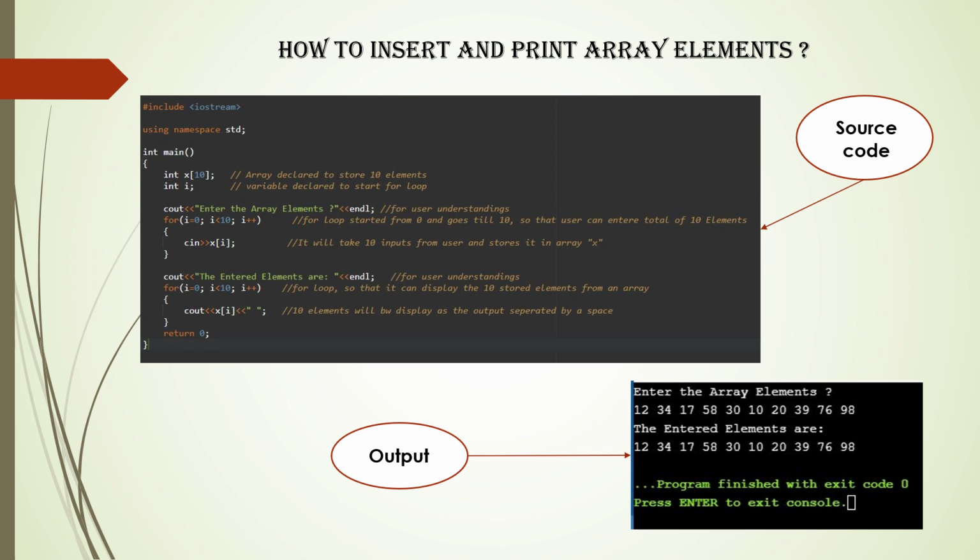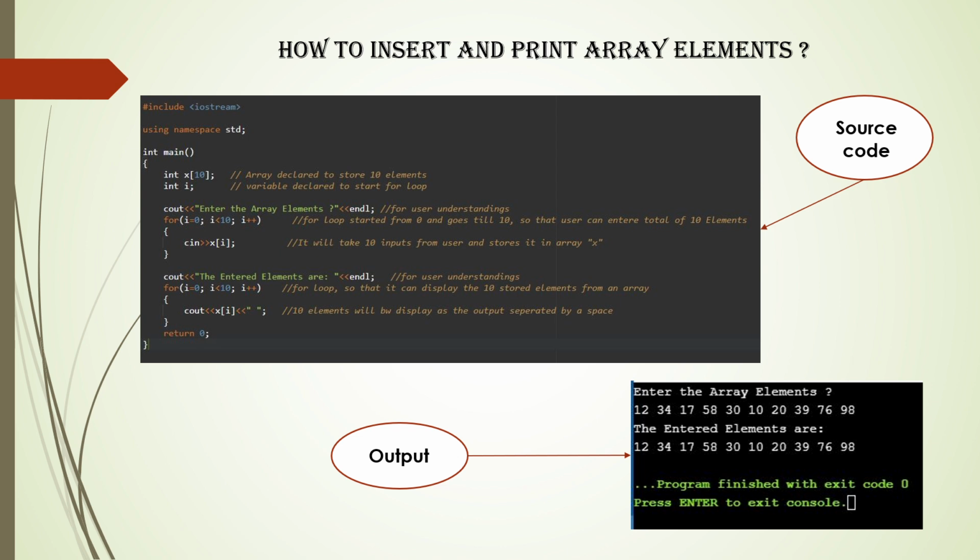Now since we have to store 10 elements in a single array, for this we will use the for loop here. I have declared a for loop which starts with 0 and goes till 10. So for each and every iteration of the for loop it will take the input, and it will run 10 times. A total of 10 elements will get stored in this array.